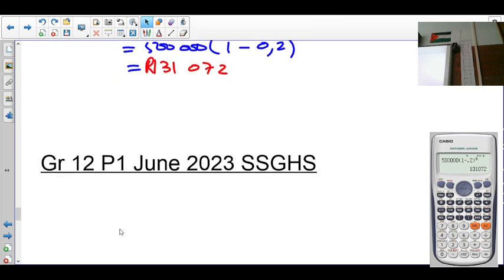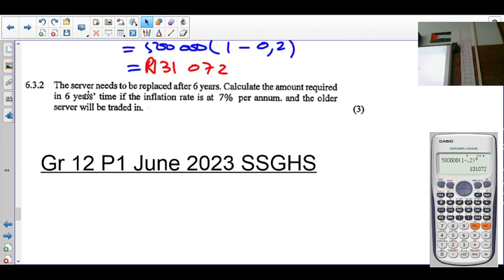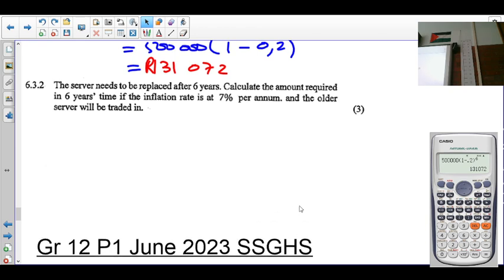And the next question, in 6.3.2, we are asked: the server needs to be replaced after 6 years. Calculate the amount required in 6 years' time if the inflation rate is at 7% per annum and the old server will be traded in. So if they trade in the old server, this is the amount that they will receive. So in other words, the company doesn't have to fork out that 131,072 Rand extra. So that has to come off from the amount needed in future.